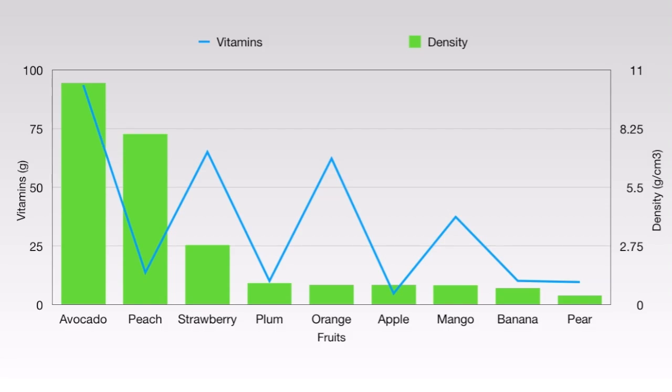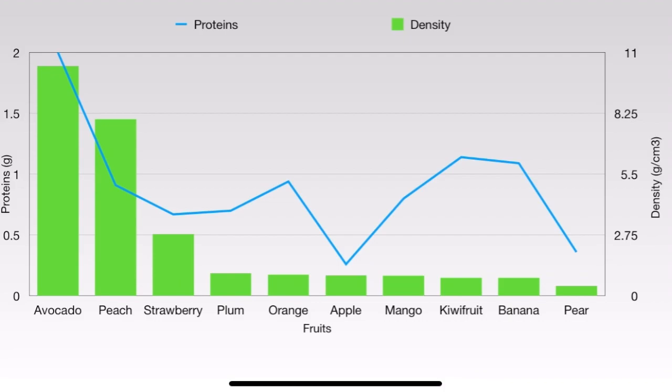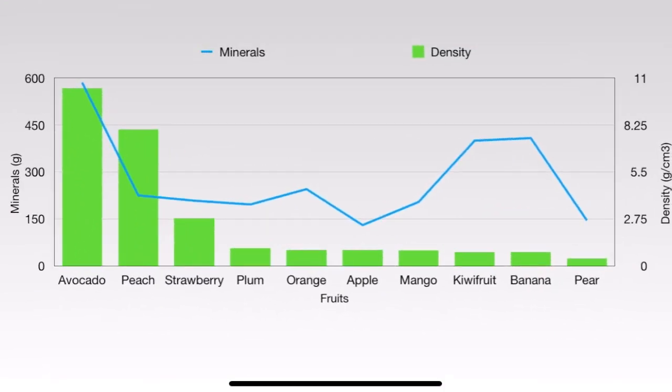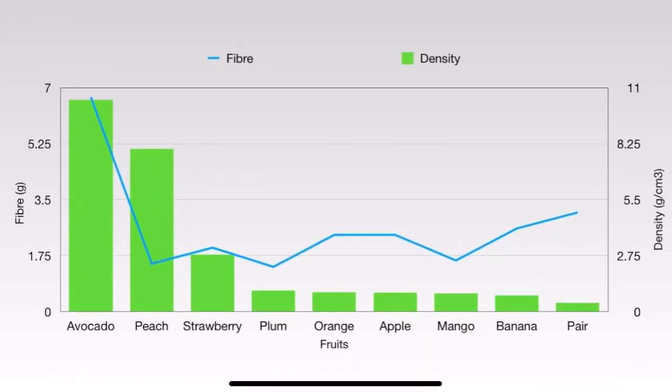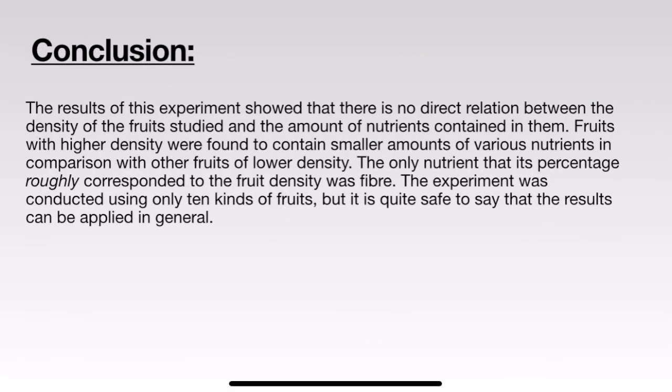None of the proteins, minerals, and carbohydrates are directly related to the density of the fruits. In fact, the carbohydrates appear to be increasing as the density decreases. Fiber is the only nutrient that roughly follows the decreasing path of density, but still is not directly related to the density. So, our conclusion.